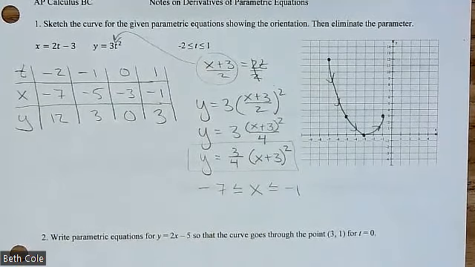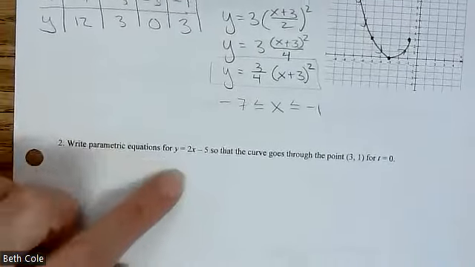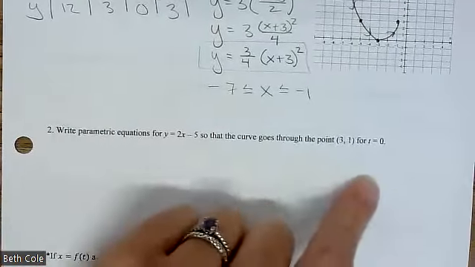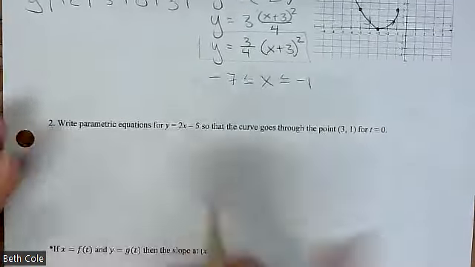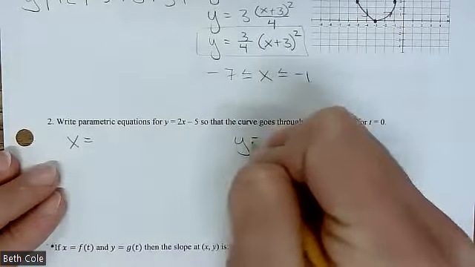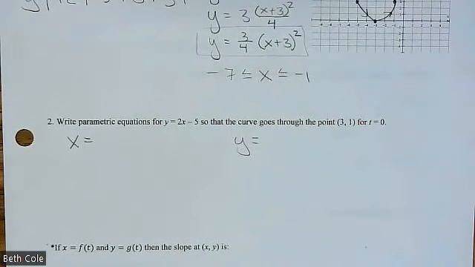And then number 2, also review what we did last time. We're going to write parametric equations for this, and then we're going to force the curve to go through the point 3, 1 at time 0. So when you write parametric equations, you need an x equals and a y equals, and then they're both in terms of t.